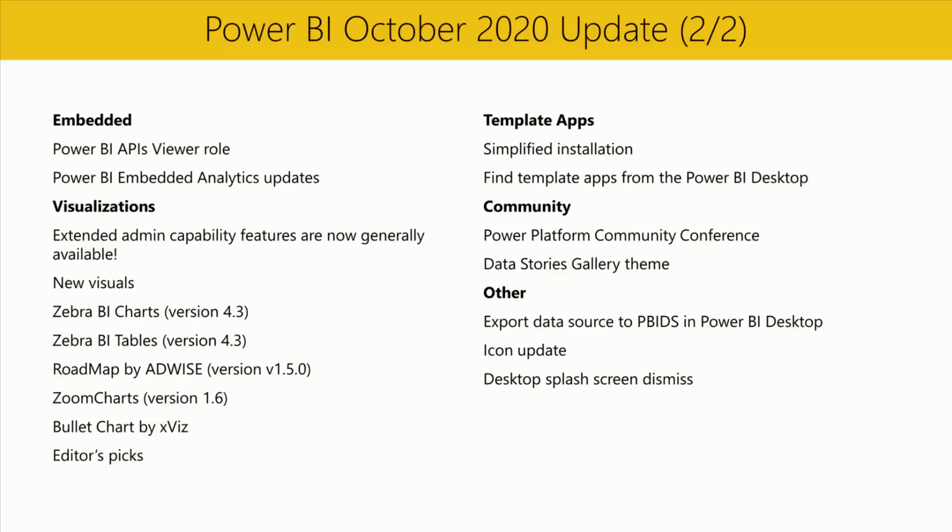In the visualization section, we're excited to announce that extended admin capability features are now generally available. With these capabilities, Power BI admins can import and manage AppSource visuals directly on the organizational visuals page in the admin portal. Any AppSource visual imported to the organizational store will retain Power BI certification and will automatically be updated when a new version is available. Additionally, Power BI admins can pick any visual from the organizational store to show up automatically in the visualizations pane of all signed-on organization members in both desktop and service.